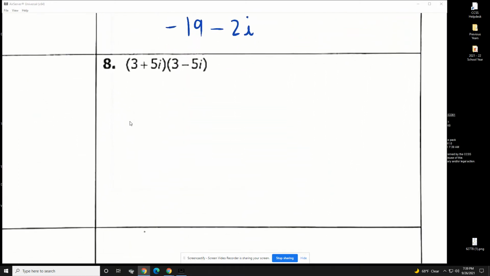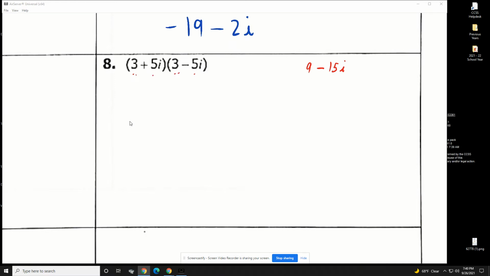Okay, number 8, you had kind of a unique situation happen. So let's check it out. We're going to distribute. So 3 times 3, 9. Positive 3 times -5i. Okay, now be careful. Positive times negative is negative. And 3 times 5i is 15i. So -15i. Then we're going to switch.